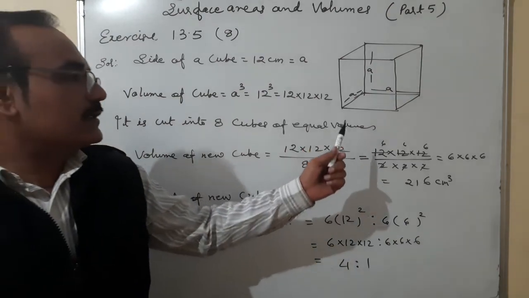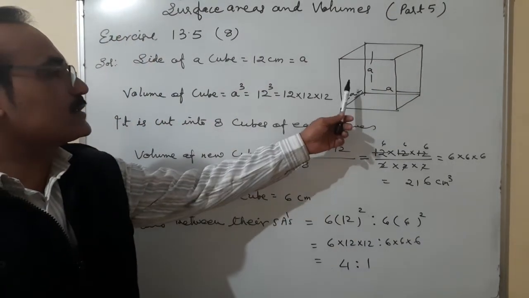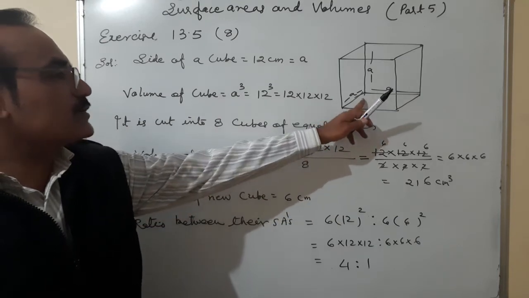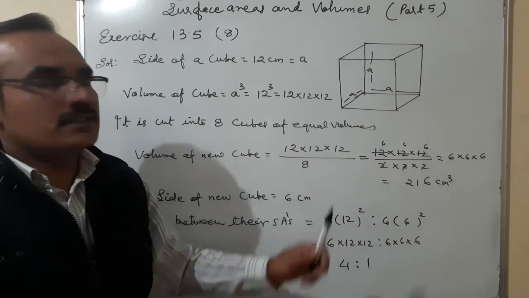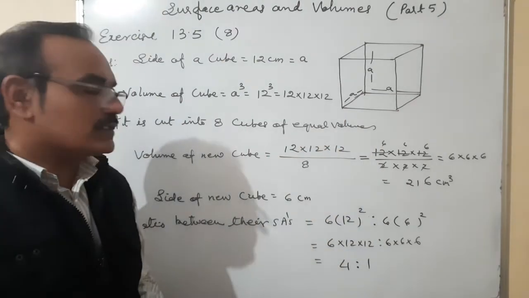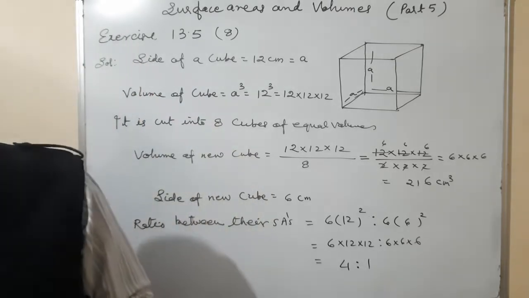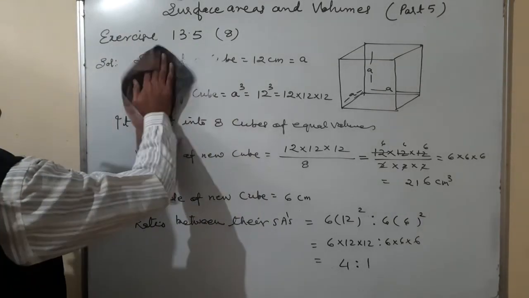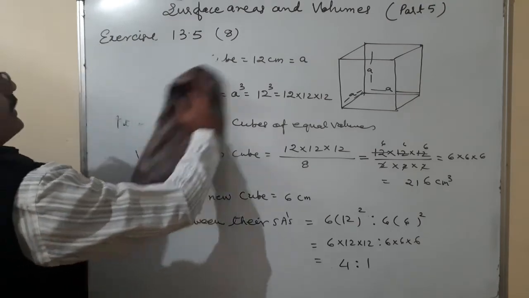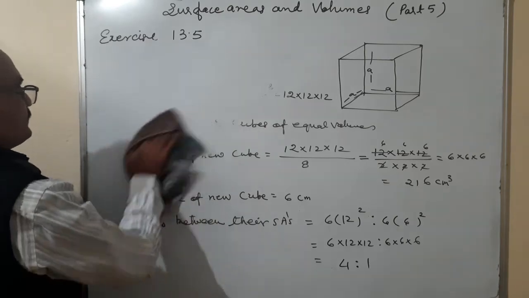And you can see that earlier also we have discussed one thing: whenever sides are doubled, suppose this is a cube whose side is 12 centimeter, and the side of the new cube is 6 centimeter, that means the side is double, its surface area will be 4 times and its volume will be 8 times. So that is question number 8, and now we are taking the last question of this exercise, question number 9.